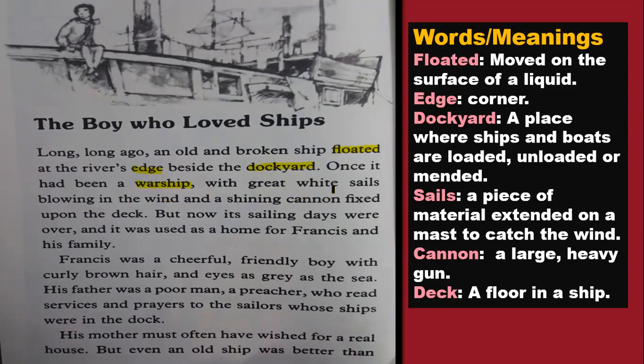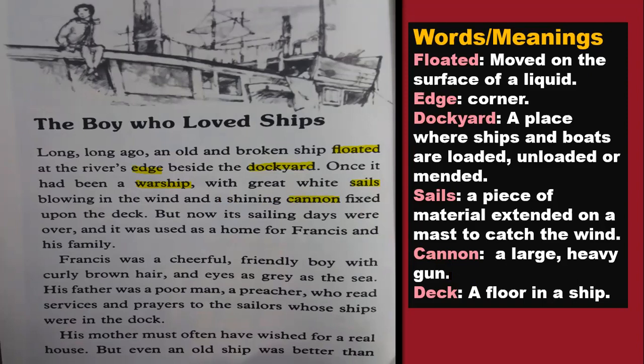It had white sails. What are sails? Sails are a piece of material extended on the mast to catch the wind. So basically it is a piece of cloth, usually a very thick cloth, that is attached on the mast, and as the wind keeps blowing, it helps the ship to move. Okay, and also a shining cannon. Now what is a cannon? A cannon is a large heavy gun.